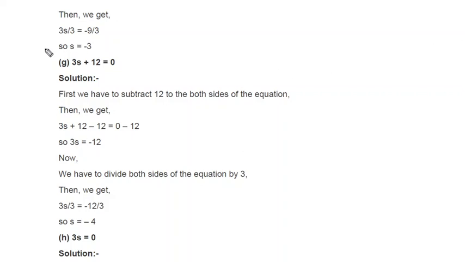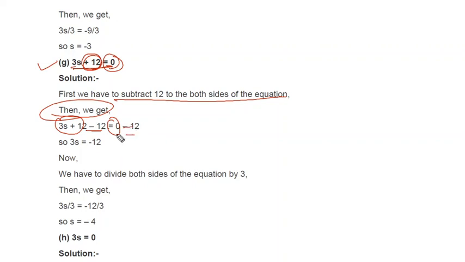So now 3s plus 12 equal to 0. First we have to do what? We have to cancel this plus 12. So subtract 12 on both sides of the equation. After subtracting we get 3s plus 12 minus 12 equal to 0 minus 12. Now plus 12 minus 12 cancel. Only 3s is there. 3s equal to minus 12.